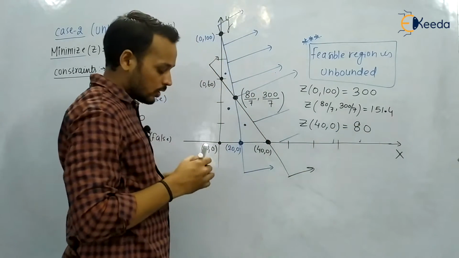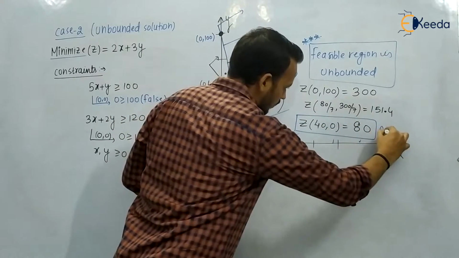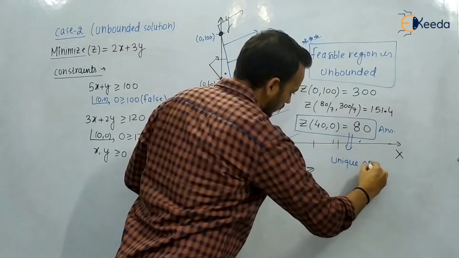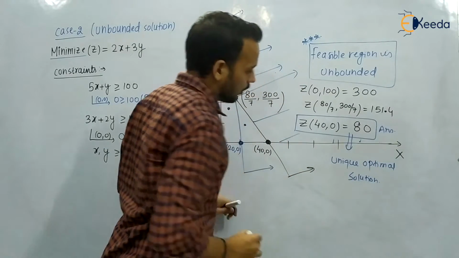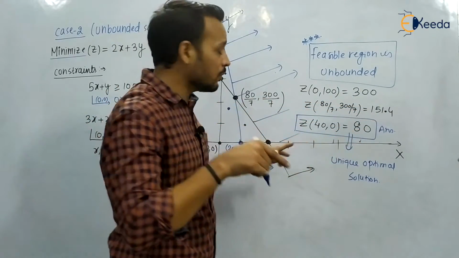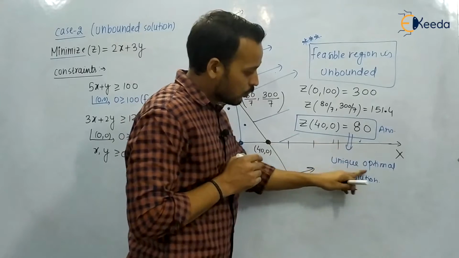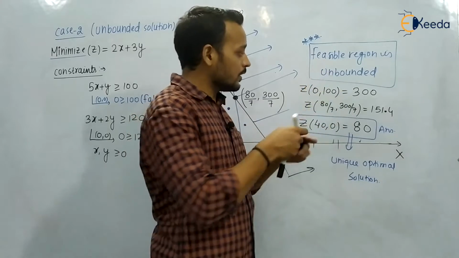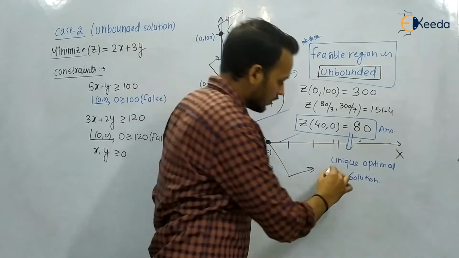Okay, so what is the optimal solution? We will say that (40, 0) is the final answer. We can say that this is the unique optimal solution. Out of 300, 151.4 and 80, it is the minimum. Why minimum? Because we have to minimize the objective function. So this 80 is the unique optimal solution. So we have a feasible region that is unbounded, but the solution is unique.